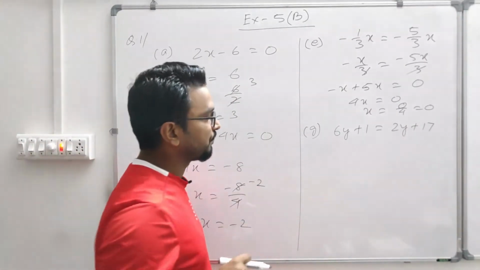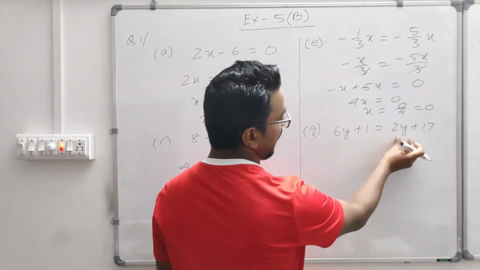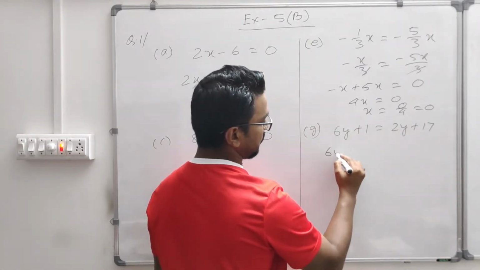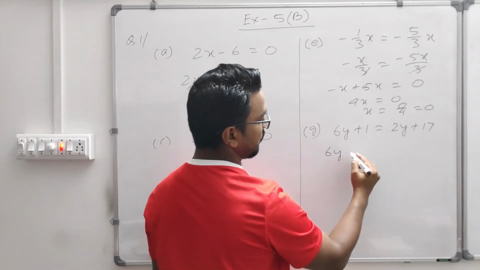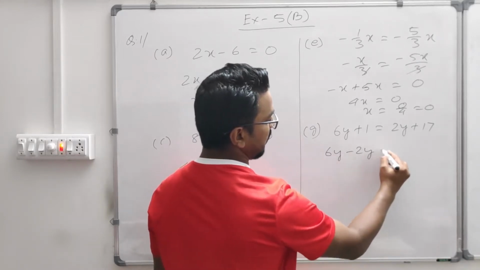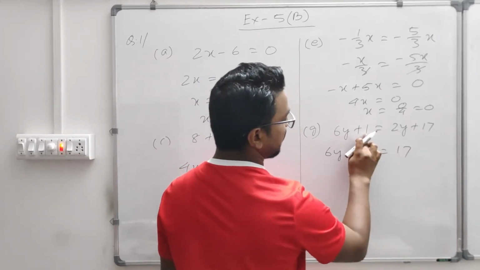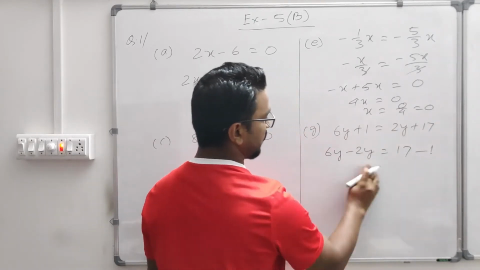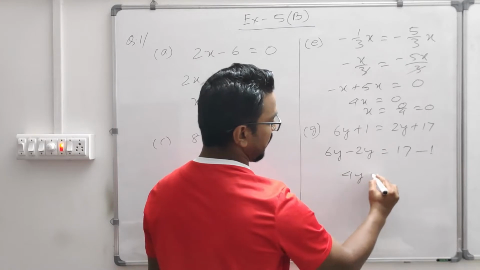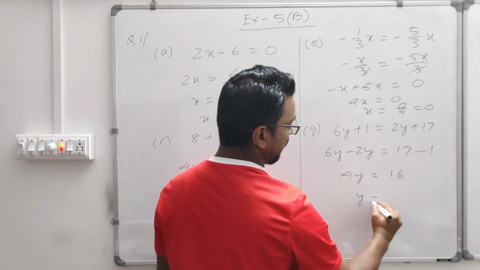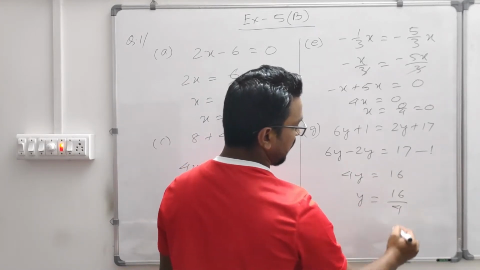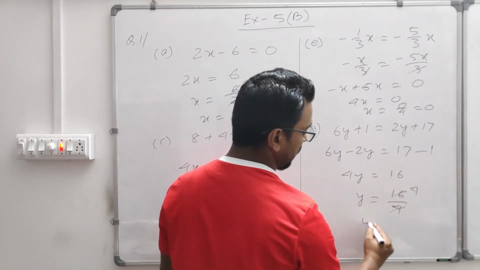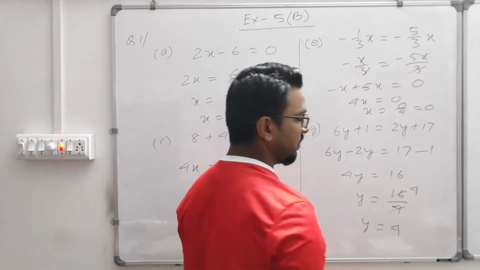Next, this question. See, these are like terms, so try to bring the like terms to the same side. So 6y, if you bring to the other side, it will become minus 2y, and here it is 17. Take this to the other side, it will become minus. Okay, so this will become 4y equals 16. So the value of y will become 16 divided by 4. If you take it to the other side, it will divide. So this will be 4. So the value of y is 4.